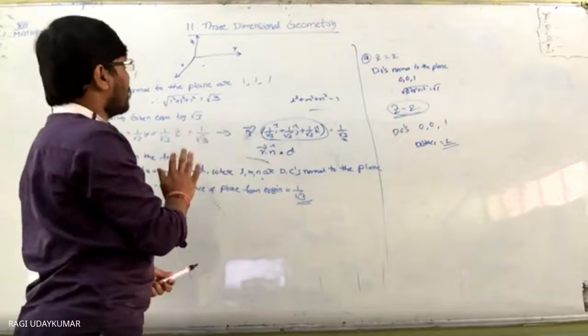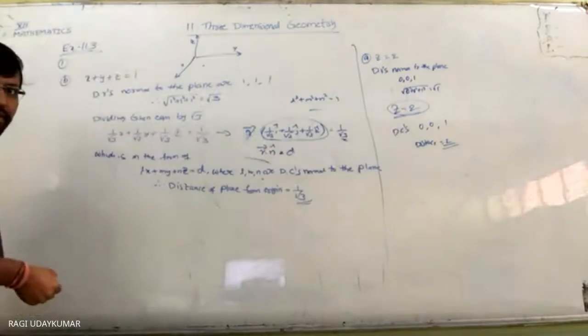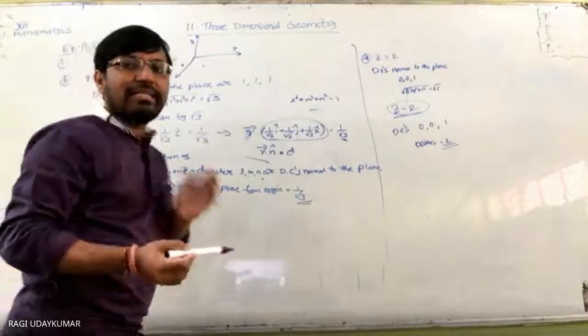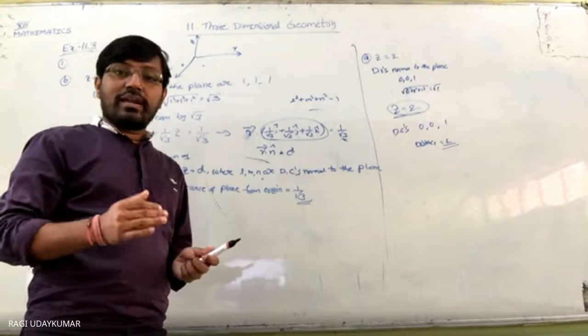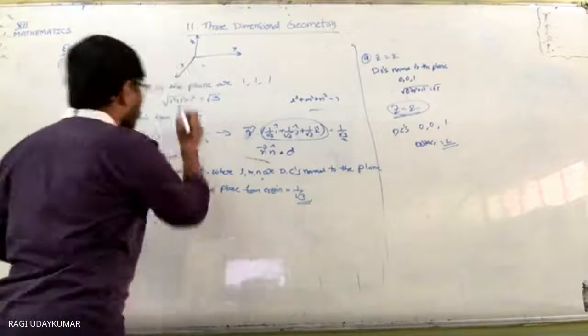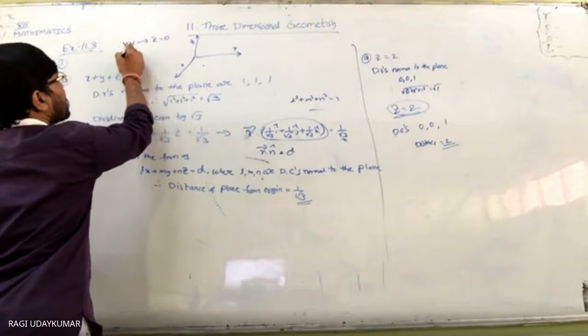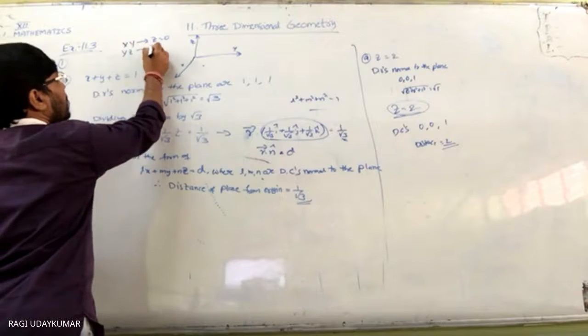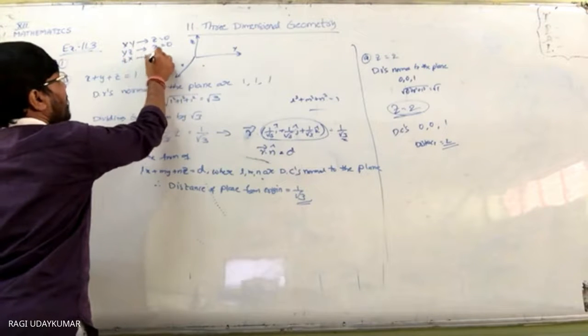Sorry, xz plane. If you consider this as the x axis, a line, depending upon the consideration, will be taken into consideration. So here the xy plane, friends. Equation of the xy plane is z equal to 0. Equation of the yz plane is x equal to 0. Equation of the zx plane is y equal to 0.